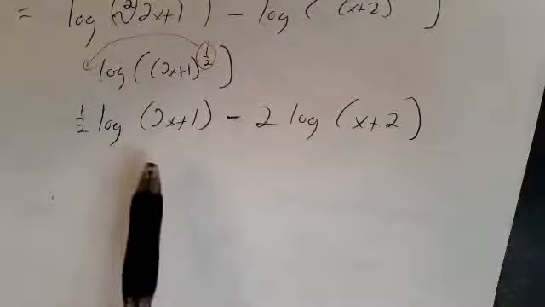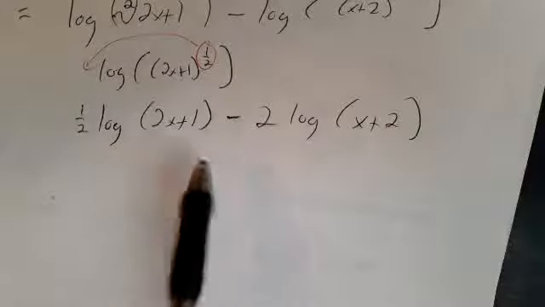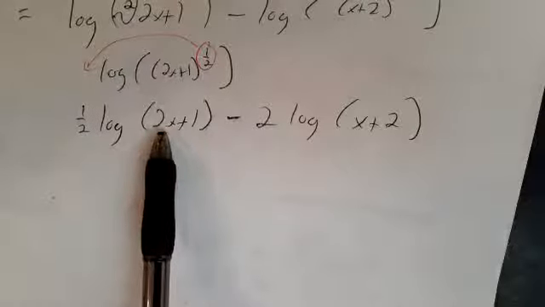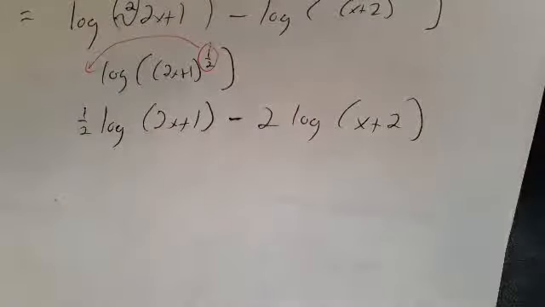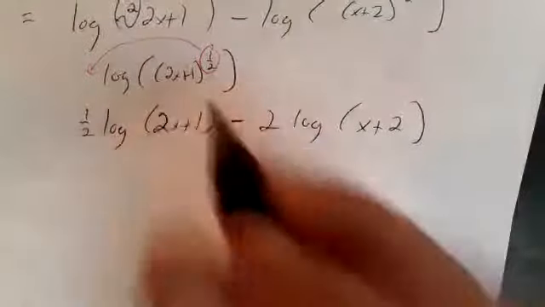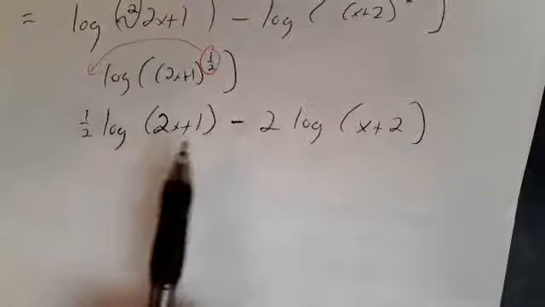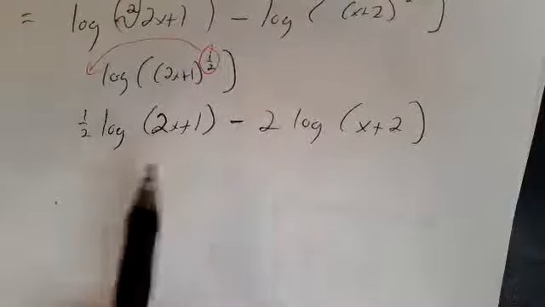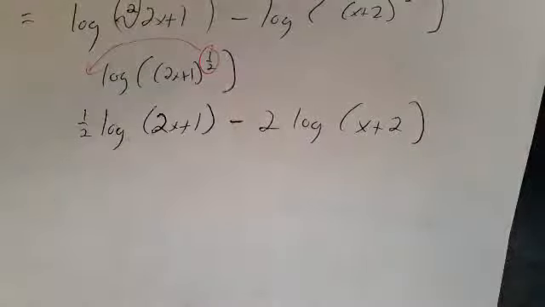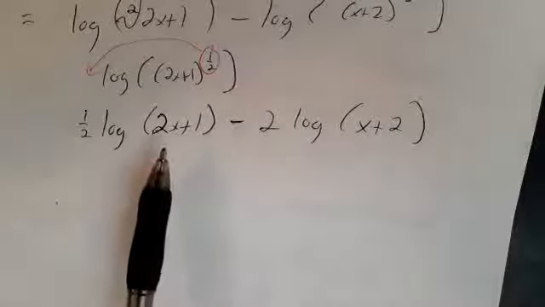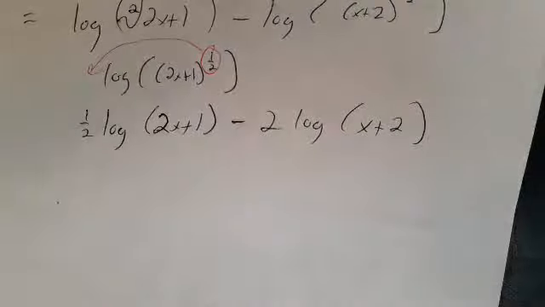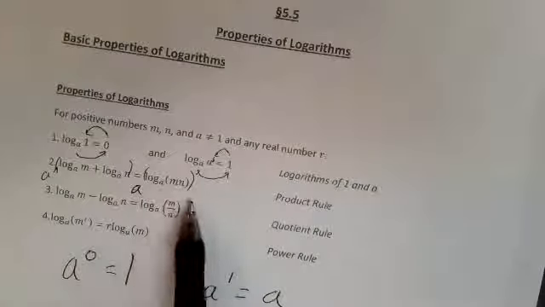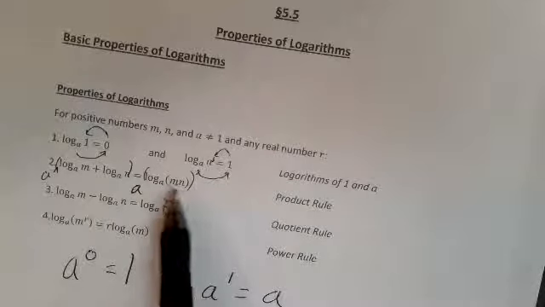Now I'm looking at this thing. I see this 2x plus 1. Do I have a rule for adding inside a log, like this 2x plus 1? That's usually the first thing people look at. Can I do anything with this thing that's inside of here? If it's on the inside of the log, we have something for multiplication and division. We don't have anything for addition on the inside of a log.